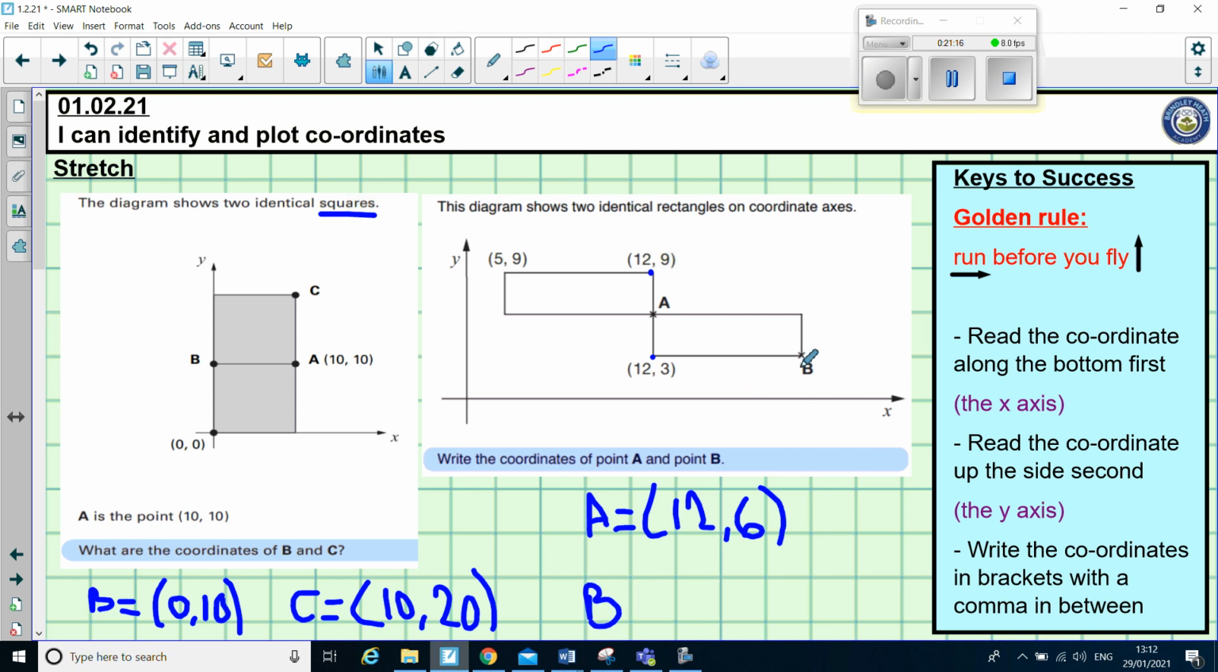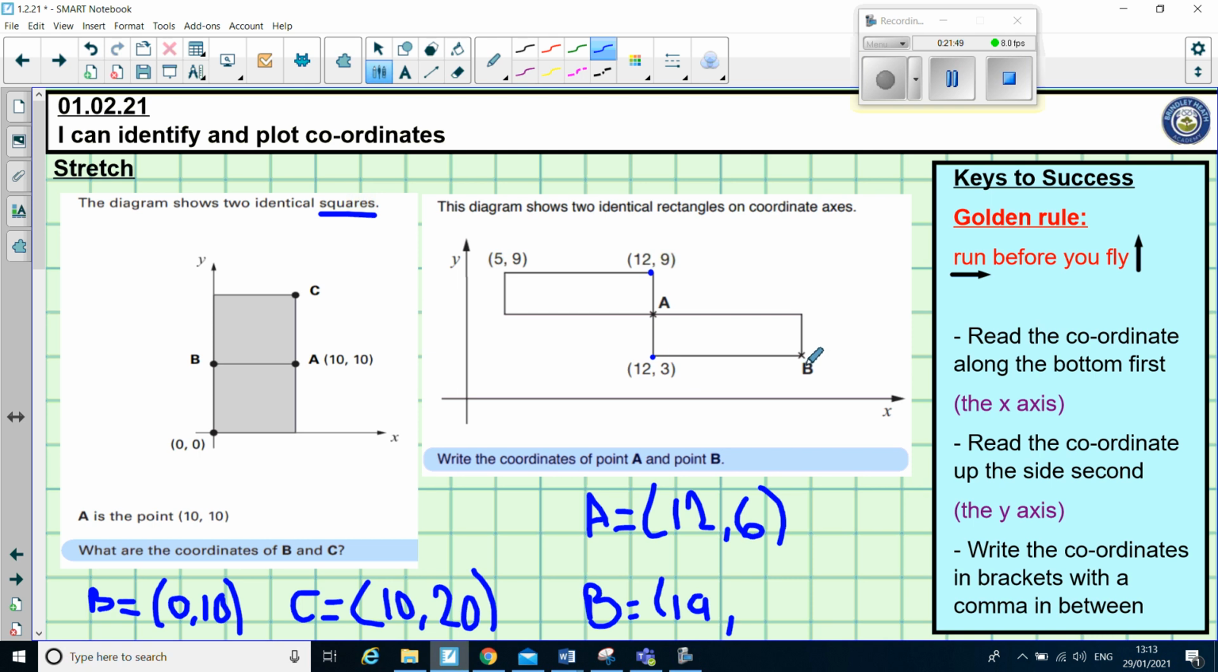Next I'm thinking about B. First of all, I've got to decide how far along the x-axis B is. Well, I know this rectangle is identical to this rectangle, so to know the length of the side, I've got to look at the x-axis coordinates here. So this rectangle started at 5 and it went to 12. So the side must measure 7. The side here is going to measure 7 as well. So if it started at 12 and I'm adding 7, it's going to be 19.